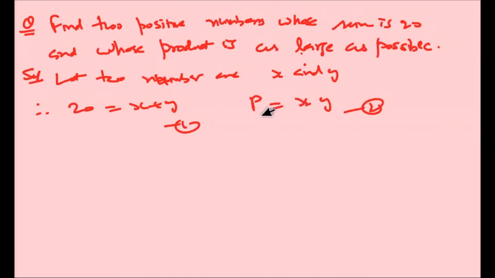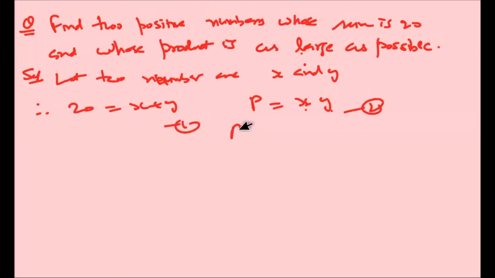Okay, for what numbers will their product be maximum? So the sum is kept as constant, these are two variables, and for P, the product, should be large or maximum. So using these two equations we have to take one variable.